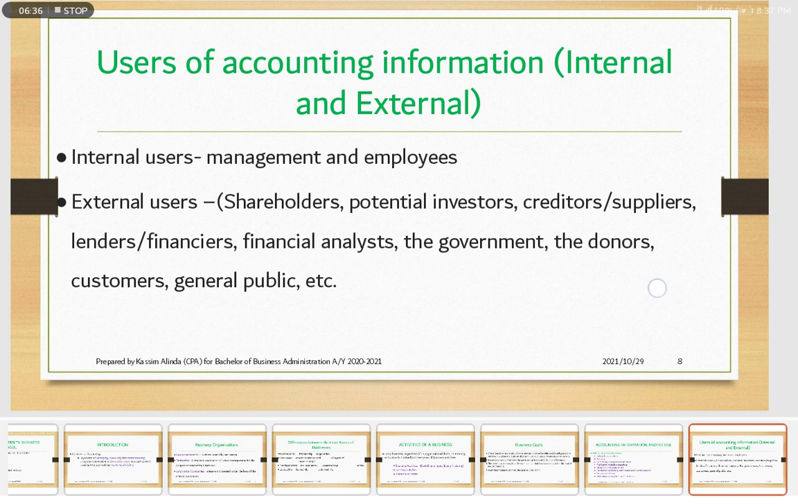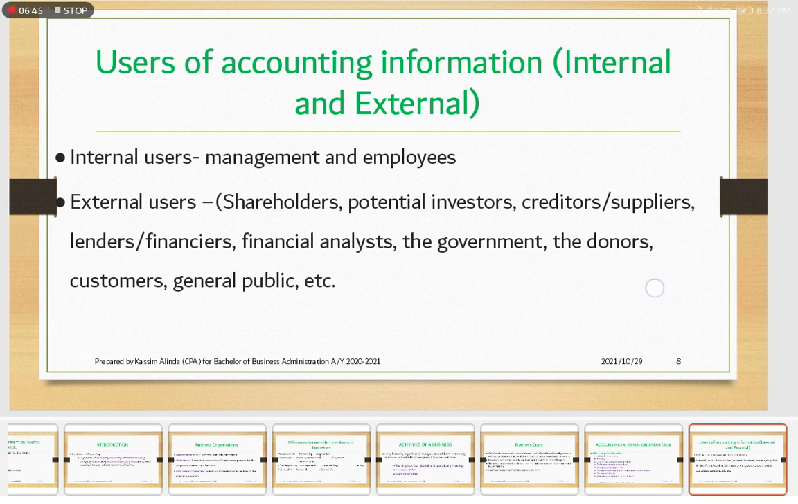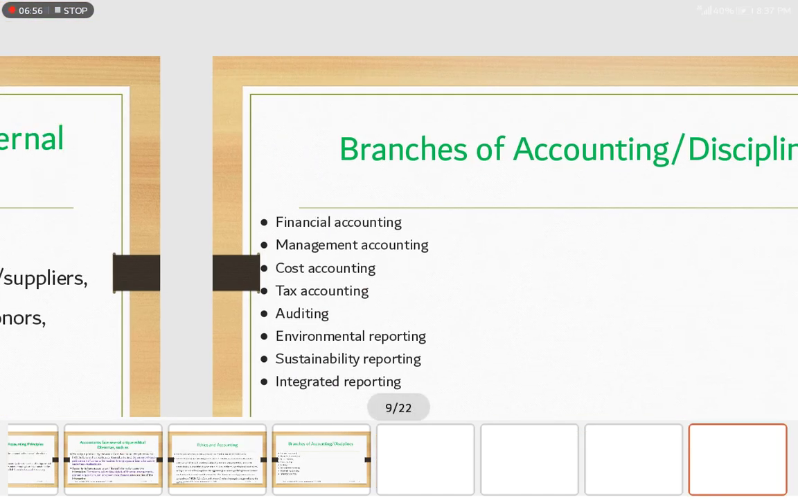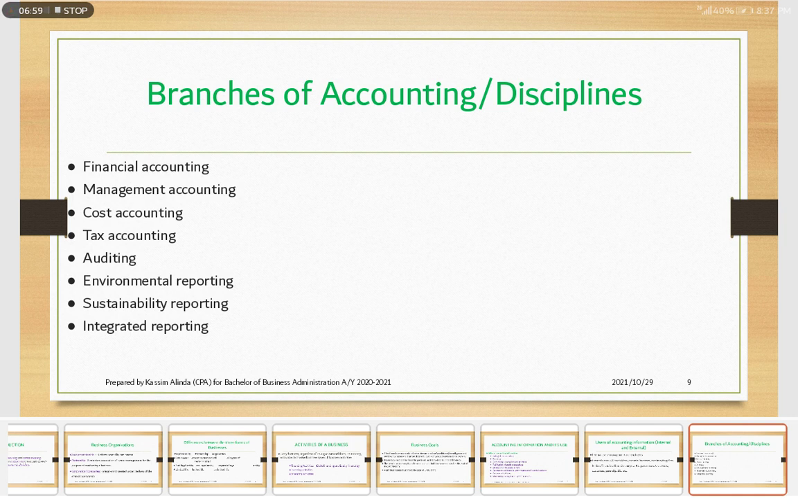Then we have the suppliers or creditors. They look at the liquidity position. Is the firm able to pay off its current liabilities? So that's with that. Moving to another slide, we have the branches of accounting and disciplines: financial accounting, managerial accounting, cost accounting, and tax accounting.